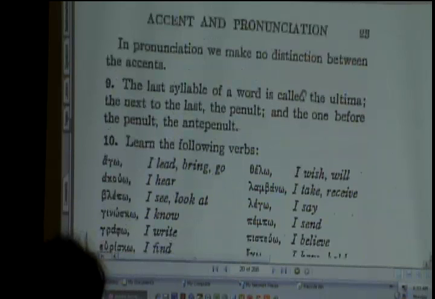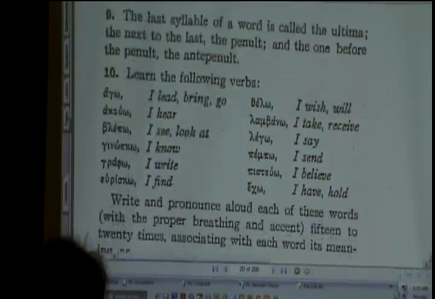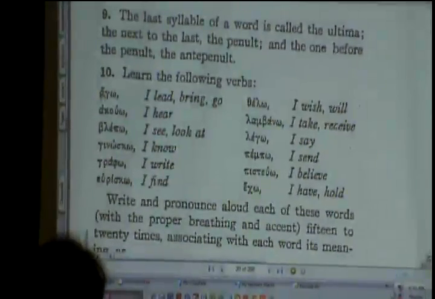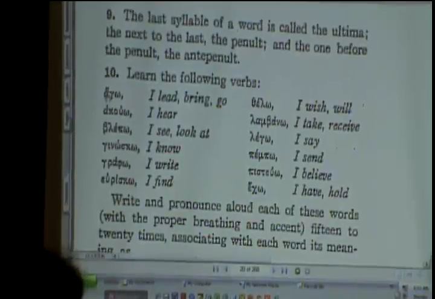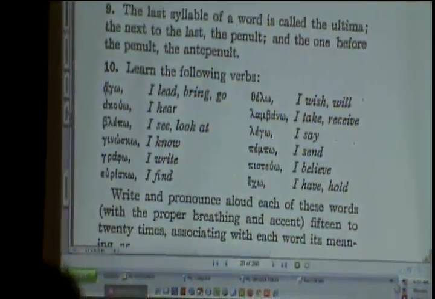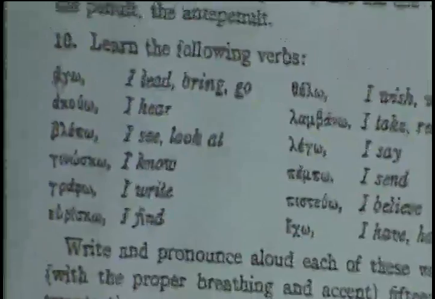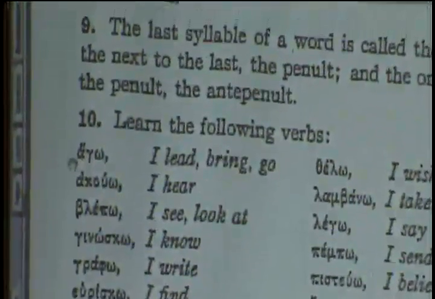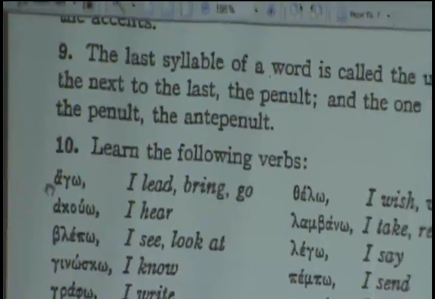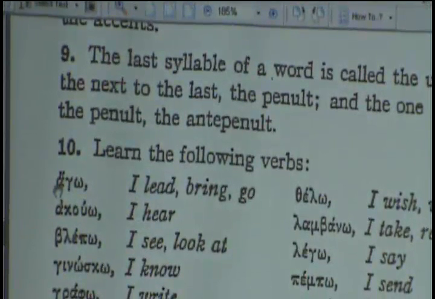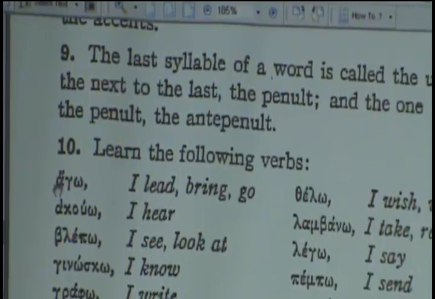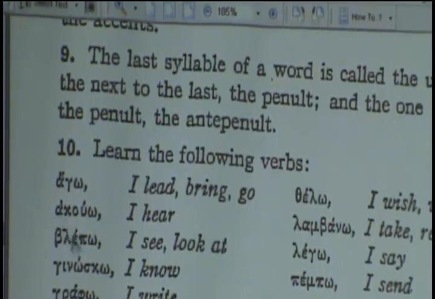All right, now it says learn the following verbs. Let's say this together. Ago. What breathing is that? Rough or smooth? Smooth. It's a smooth breathing mark. It goes to the right. What kind of an accent is that? Grave or acute? One says grave, one says acute. Who's right? Acute. Very acute. It's a cute accent.